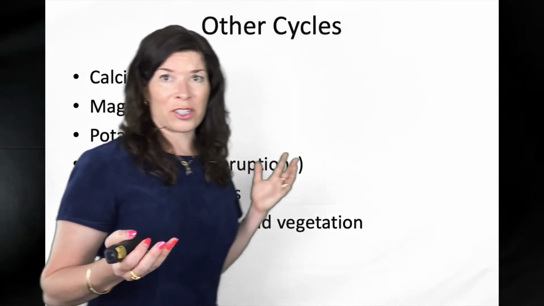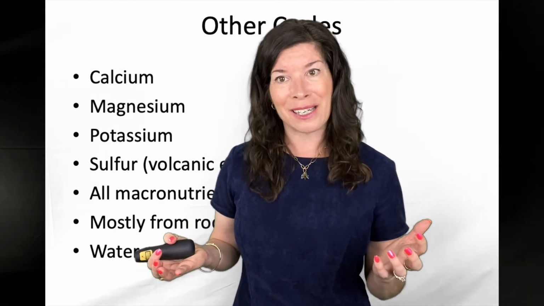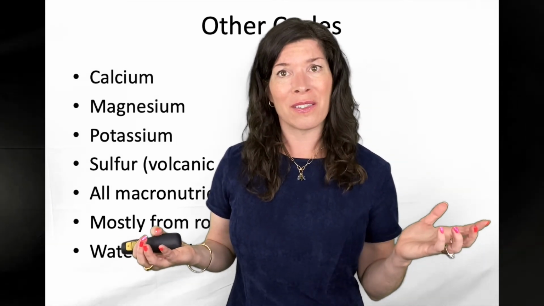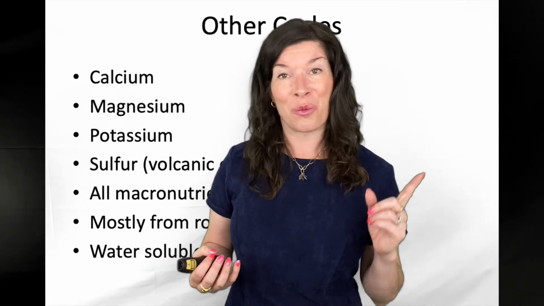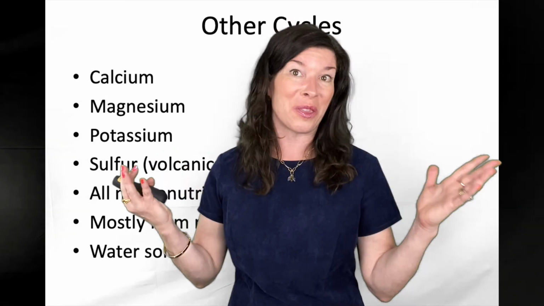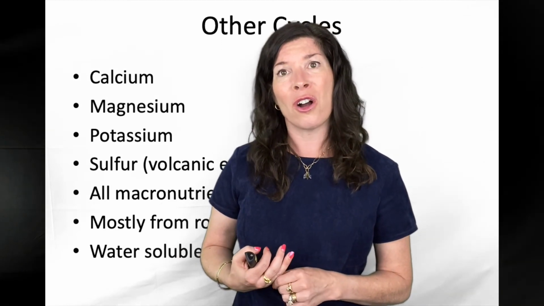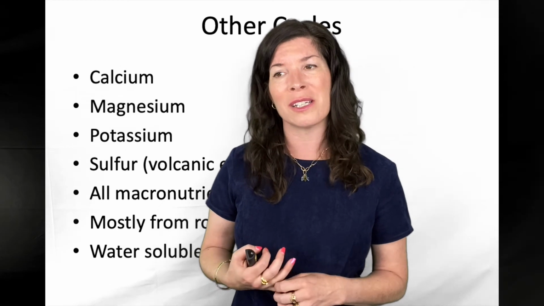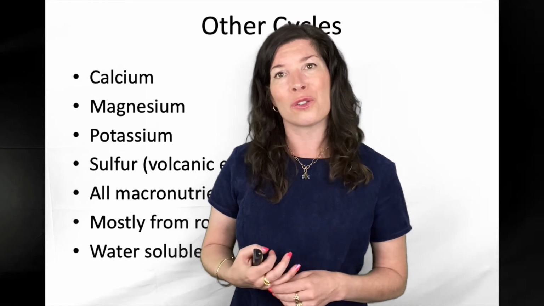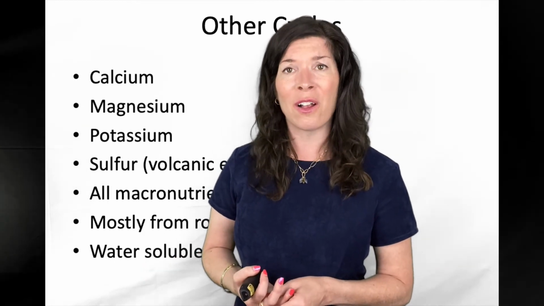There are, of course, other cycles. We just don't learn about them all in detail. But things like calcium, magnesium, potassium, and sulfur are also important elements that living things need. Sulfur is a particularly interesting one because its primary source is through volcanic eruptions. So we don't necessarily think of volcanic eruptions as good things, but for living things, they can be necessary to some extent. Also, there are factors that will influence these elements as they move and cycle through ecosystems, and one of them is whether or not they're water soluble, because that will determine how accessible that particular element is to living things.